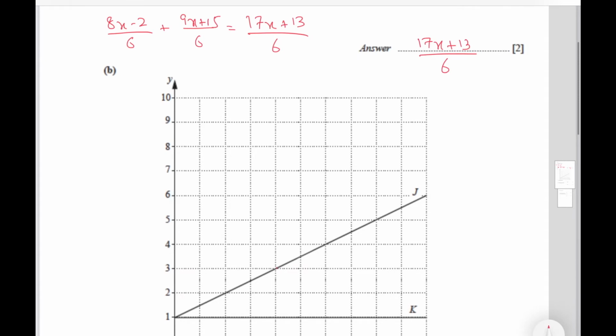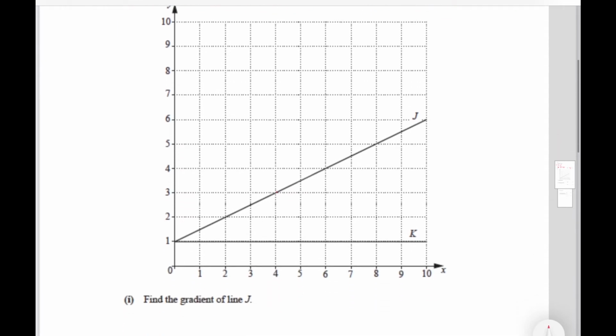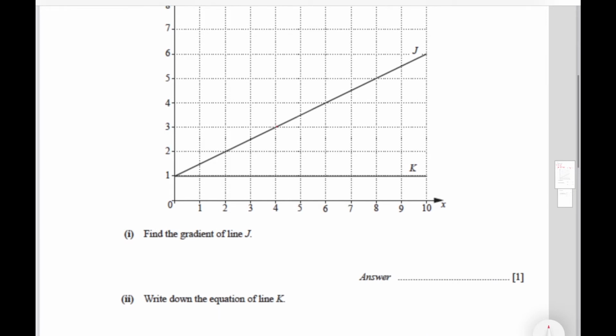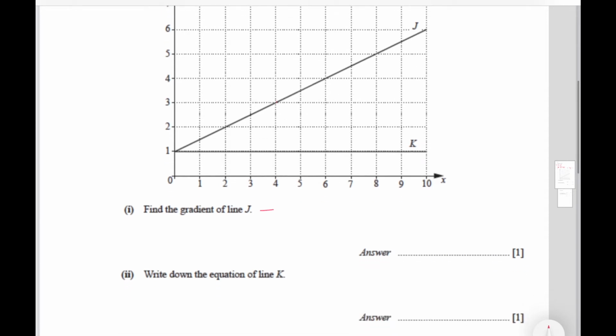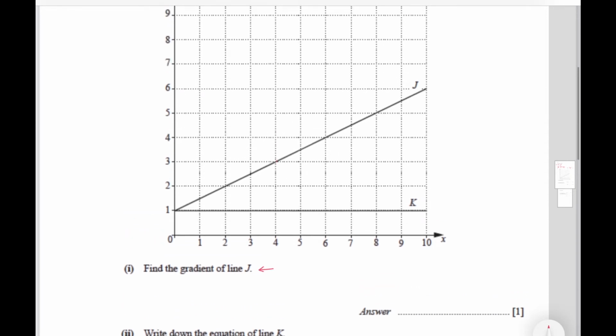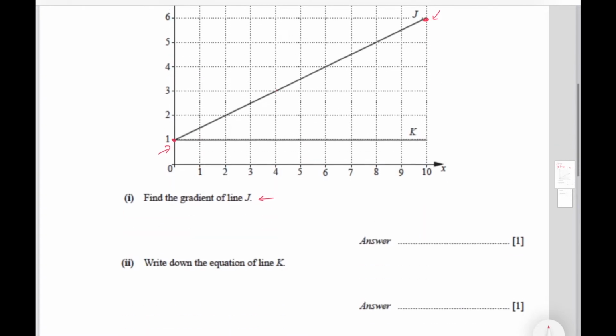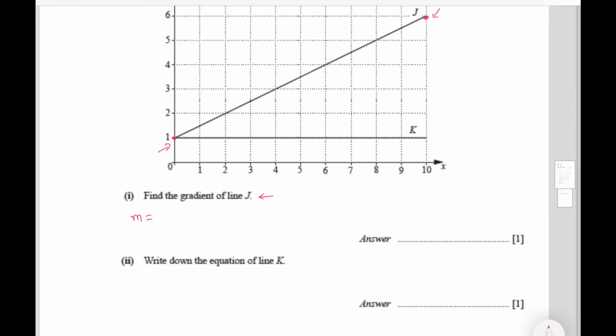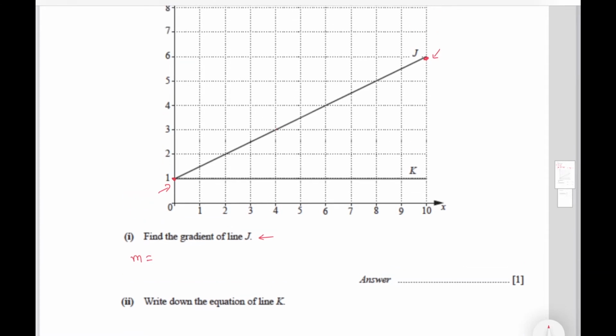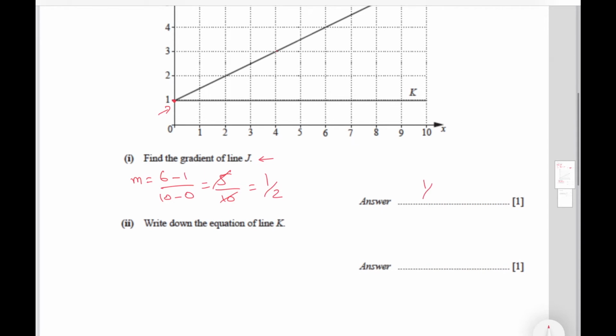In the next part, they've given us a grid and two different lines, K and J. The first part says find the gradient of J. In order to do that, we need 2 points. Let's assume that this is one of the points and this is the other point. So the formula for the gradient is y2 minus y1, which is 6 minus 1, over x2 minus x1, which is going to be 10 minus 0. 6 minus 1 is 5, 10 minus 0 is 10. You simplify this, the gradient comes out to be 1 over 2. So you write it over here.